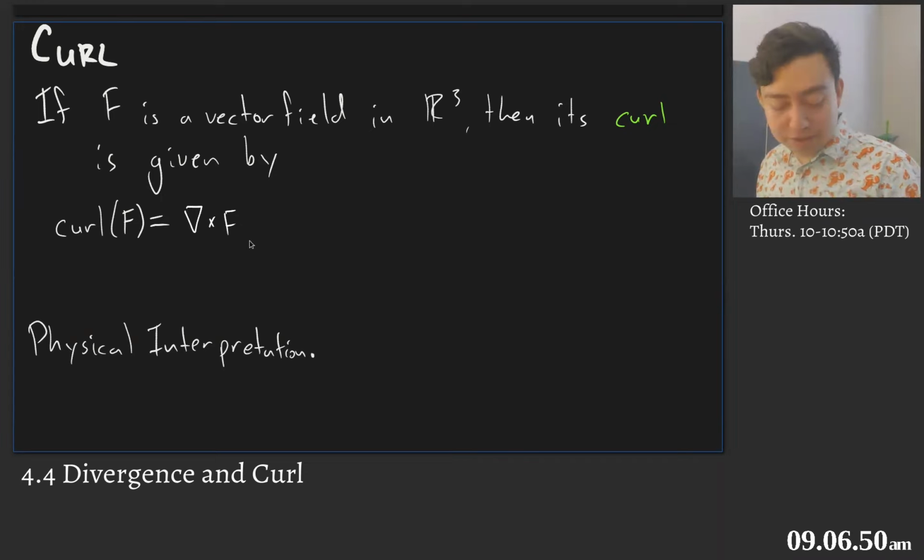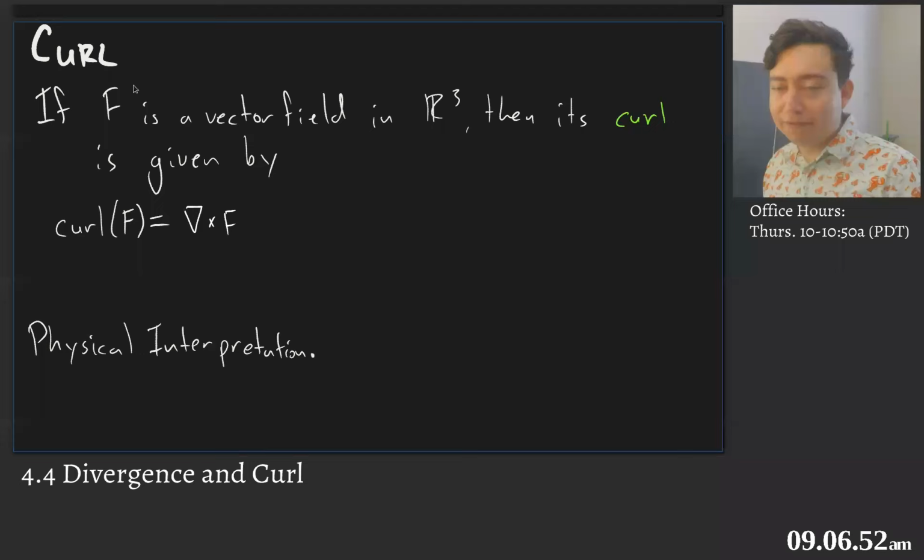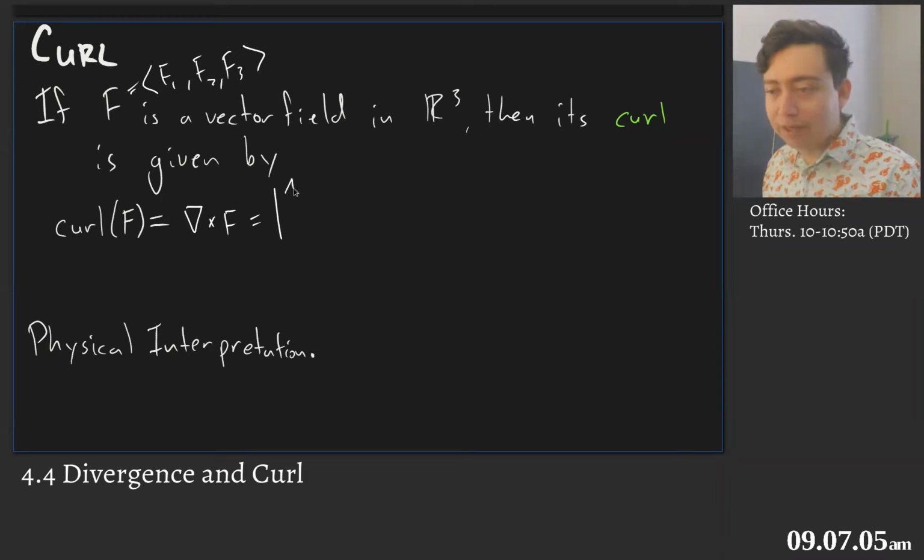So if f is equal to, let's say, f1, f2, f3, then the curl has to be the cross product of the gradient with this. So we write that as a determinant with i, j, k in the first row, then d/dx, d/dy, d/dz, and then f1, f2, f3.